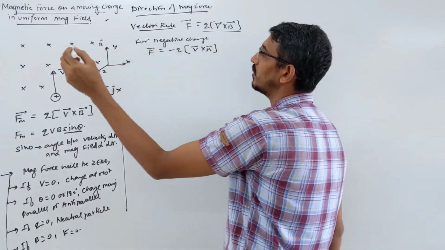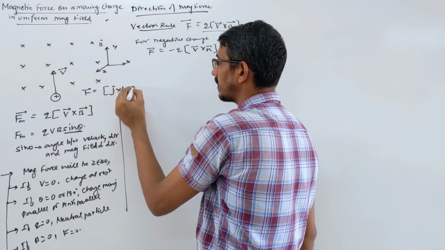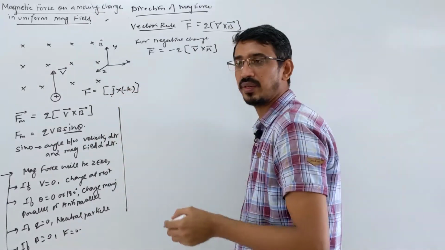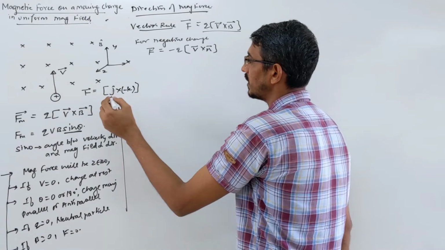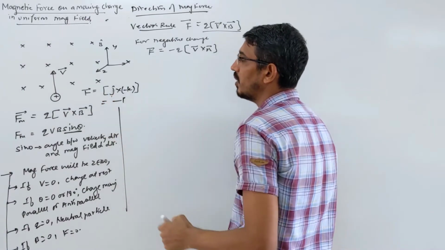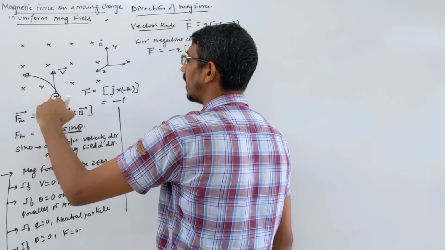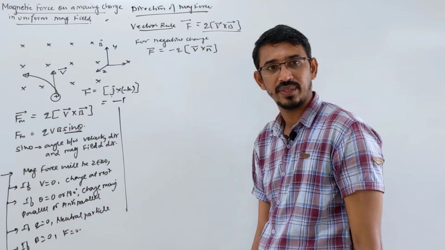Magnetic field is what? Into the board, means what? Minus K direction, correct? Yes. So we know that J cross K is called what? I, and there's one minus here, so the answer becomes minus I. For this case, minus I means force will be what? In this direction. The particle will deflect towards the left, correct?